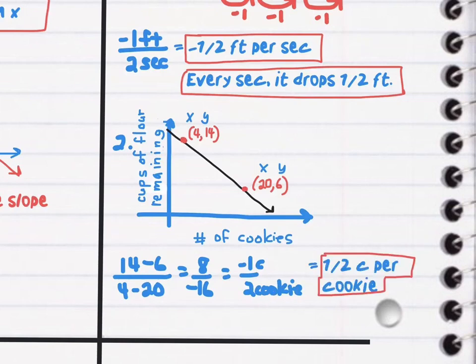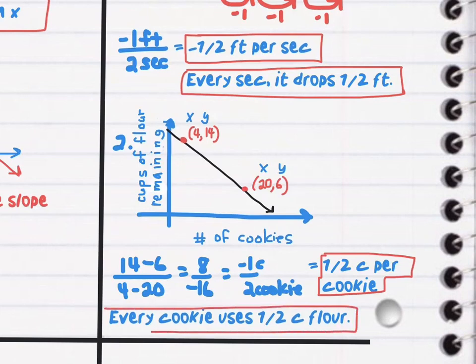So I'm going to write the constant rate of change like that. And then if we were asked to interpret its meaning, then we would say for every cookie, 1/2 a cup of flour is used. So I'm going to abbreviate that a little bit. Every cookie uses 1/2 a cup of flour so that it all fits in there.